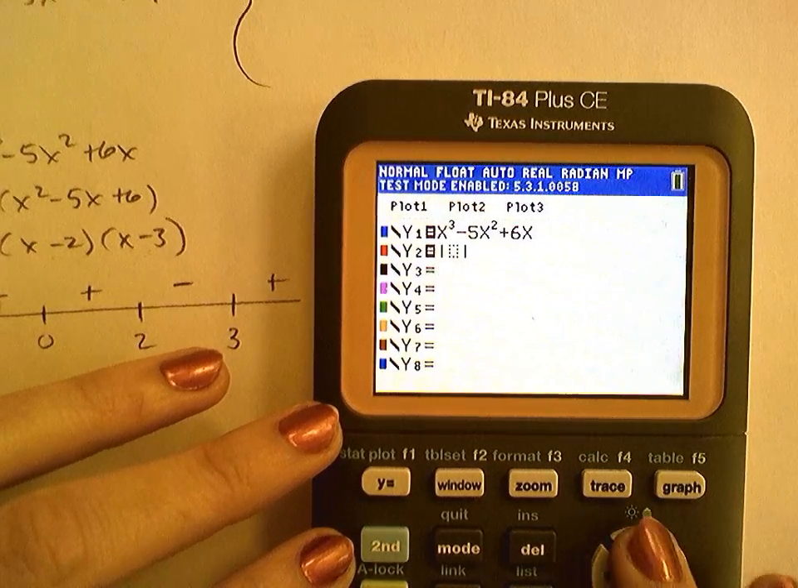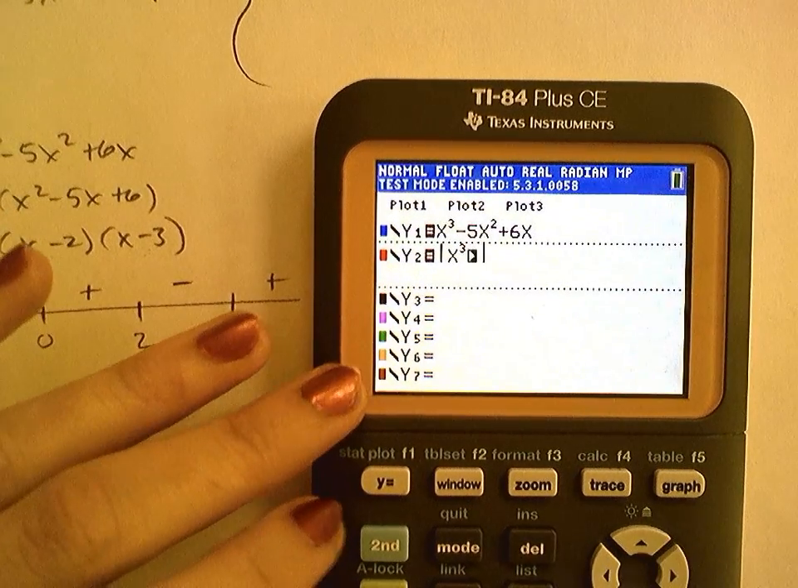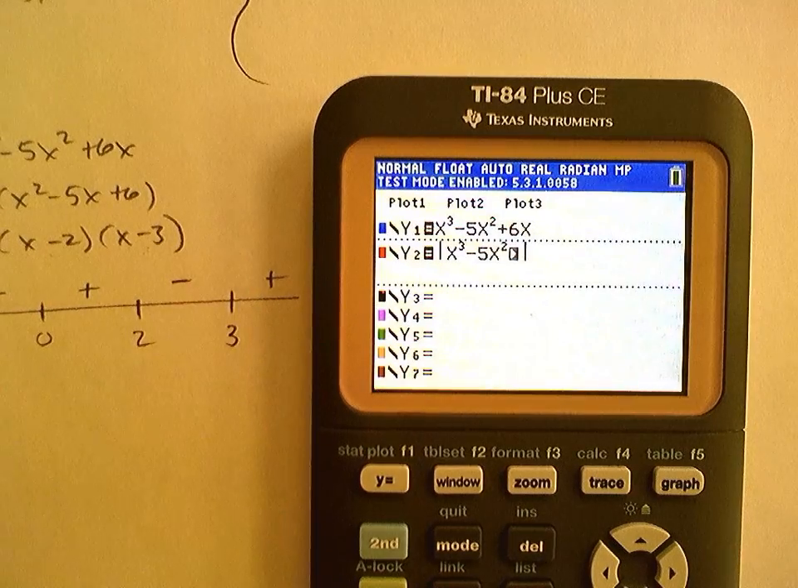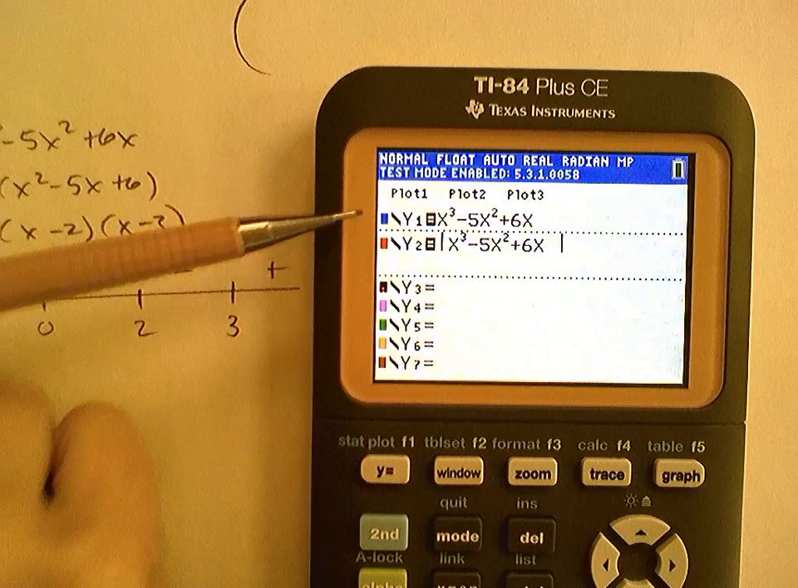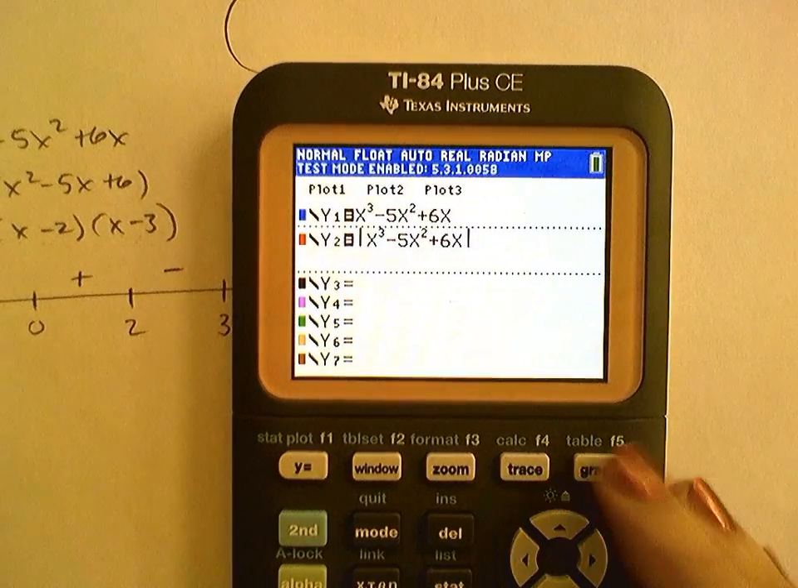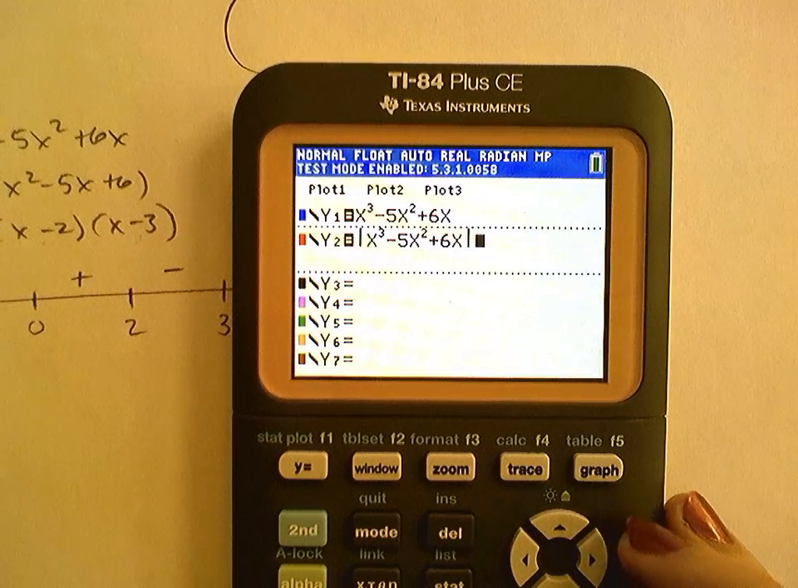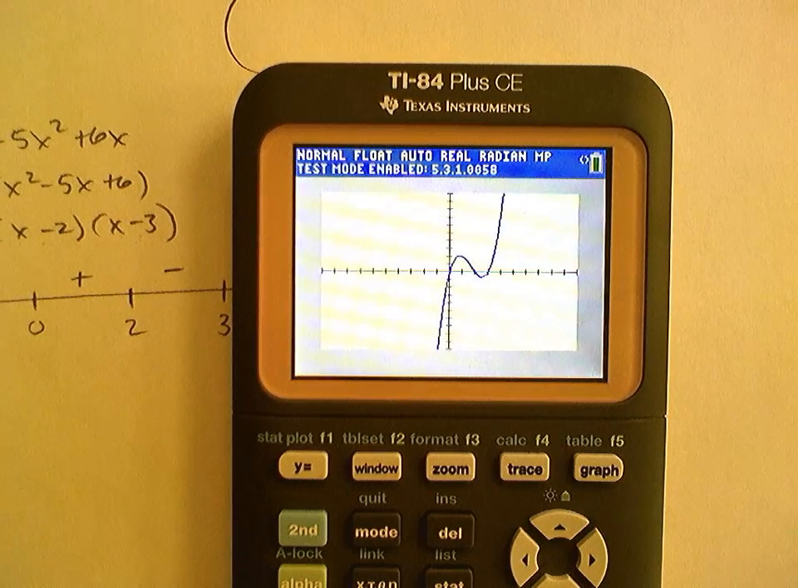I thought I could copy and paste for a second. x to the third, 6x. So the input itself will be blue, and then the absolute value function we're working with will be red. I hope it shows up. Okay, there's the blue. And then look at the red.